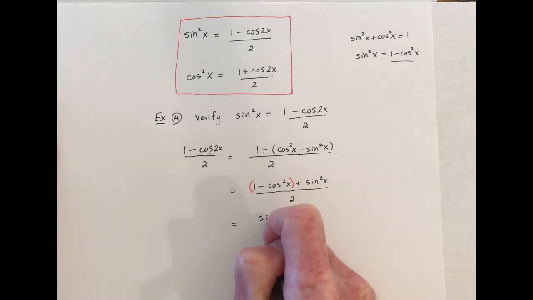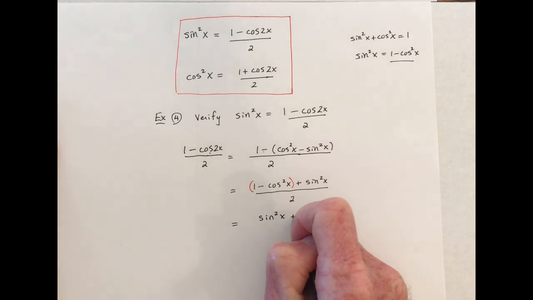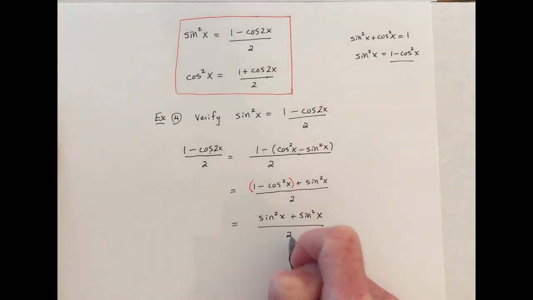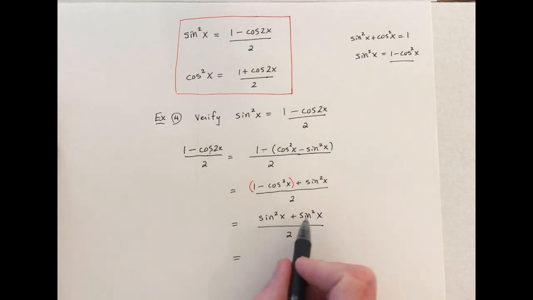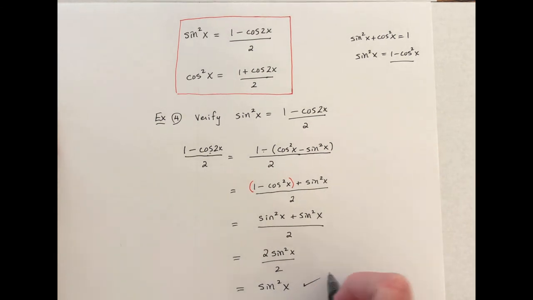So then the top is going to say sine squared, and then plus this other sine squared, and it's still divided by 2. And then sine squared plus sine squared means there's 2 of them that are sine squared, and it's divided by 2. Finally, those 2's cancel, so it equals sine squared. And that is the end of the section.